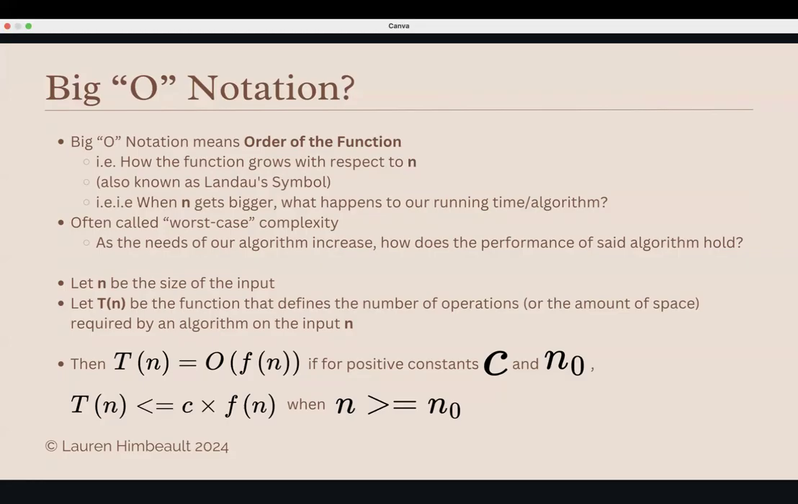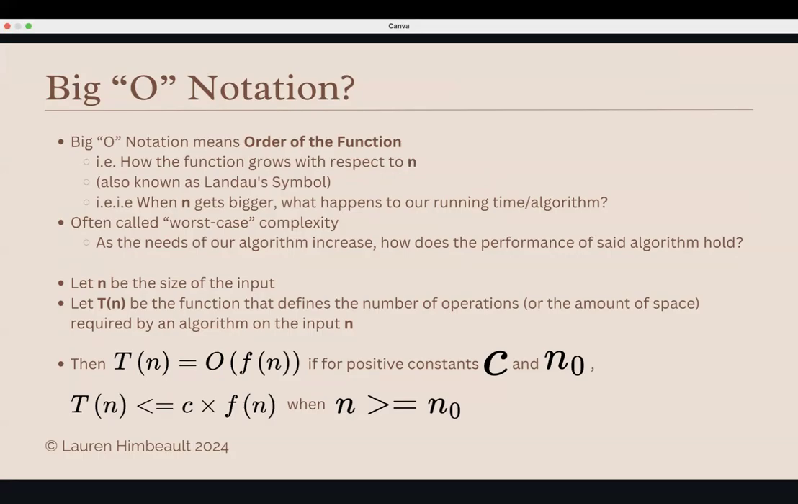So if those are the two definitions, n being the size of the input and T of n being the function that defines the number of operations that are going to be required for that input of n, then we can say that T of n is going to be equal to big O of f of n for a positive constant c and then some value n naught, some initial value there.